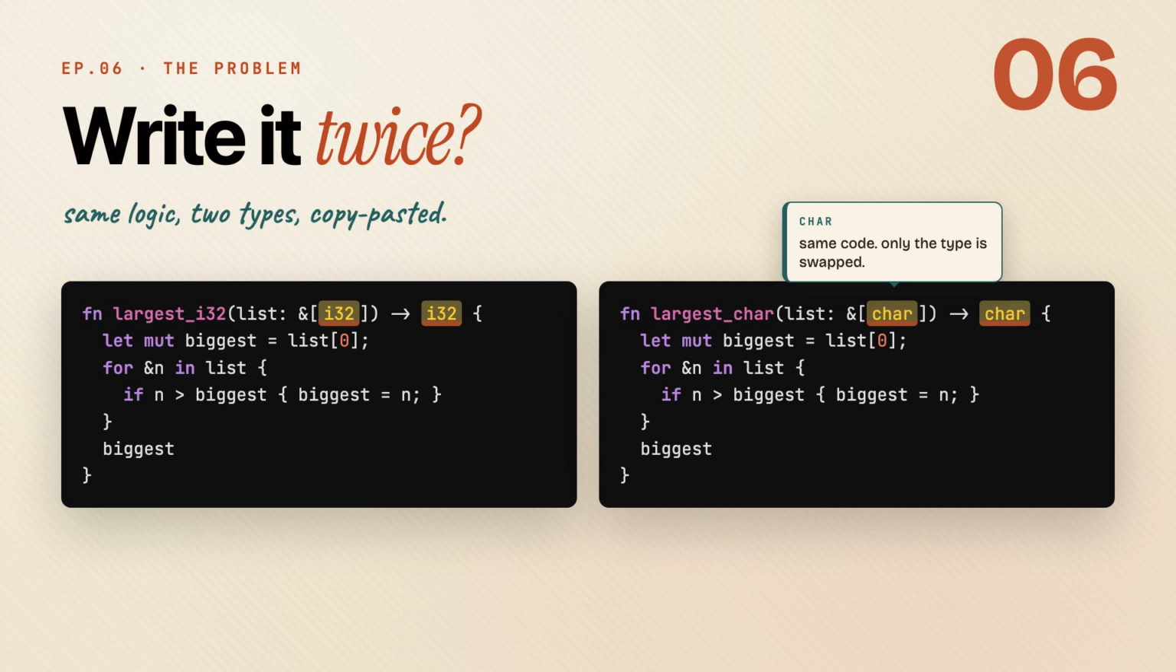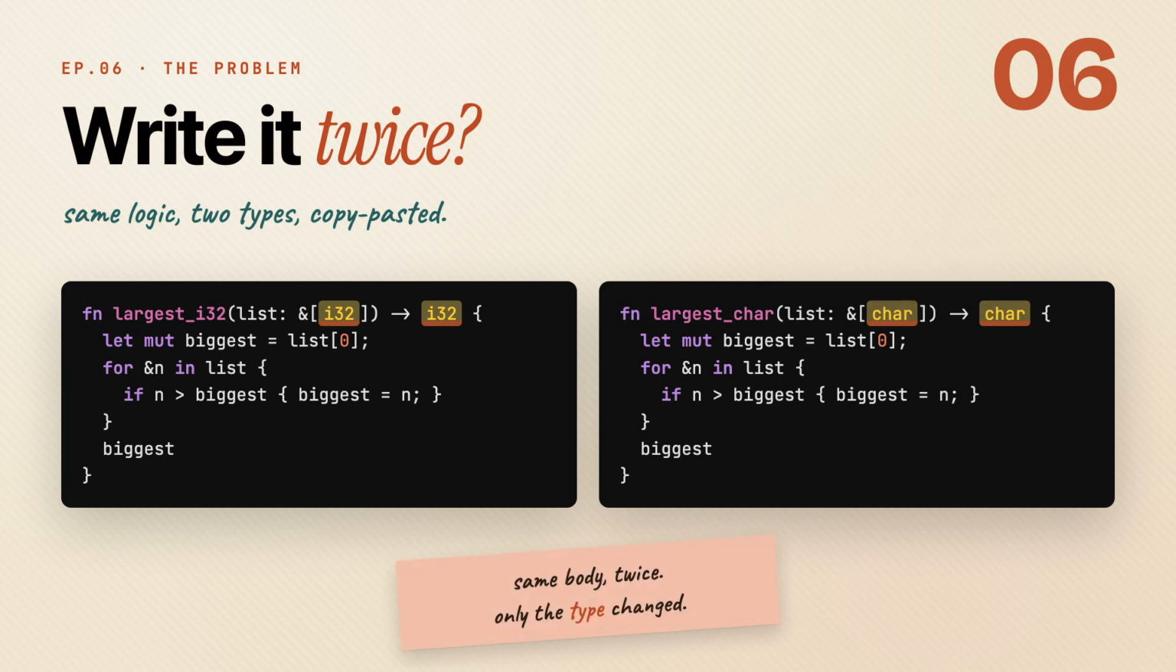Like i32 became char. Now, this is the real logic. It's just duplicated to change only one word, but it doesn't seem sustainable or like the best way of writing the code. But we're gonna talk about a better way of doing this.